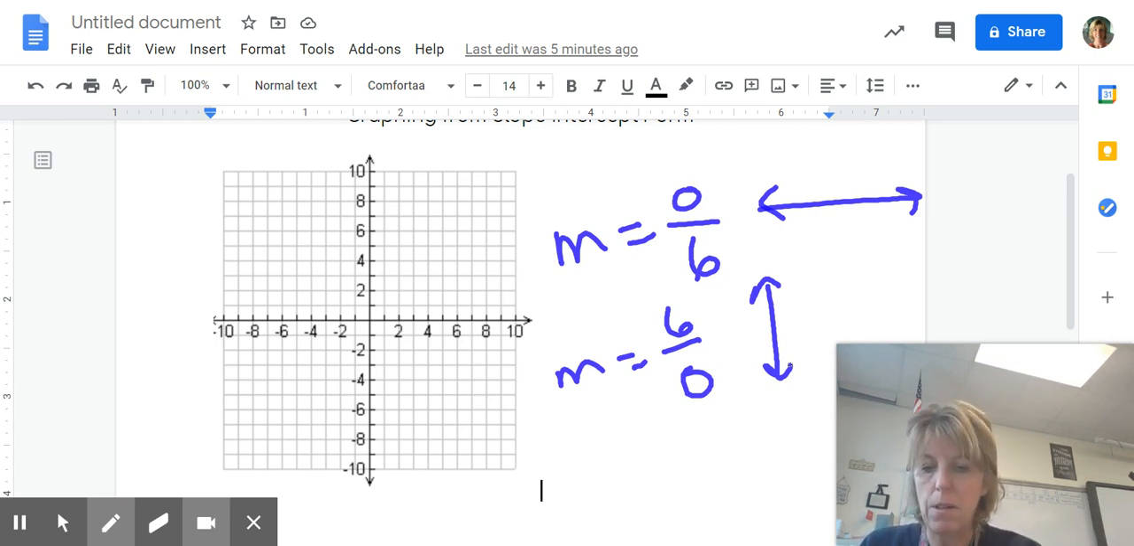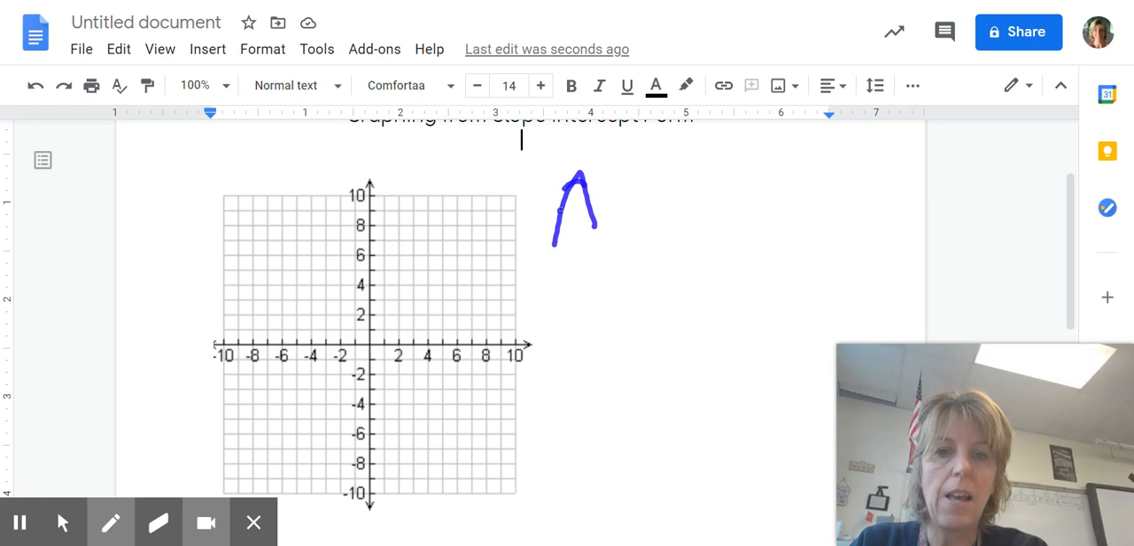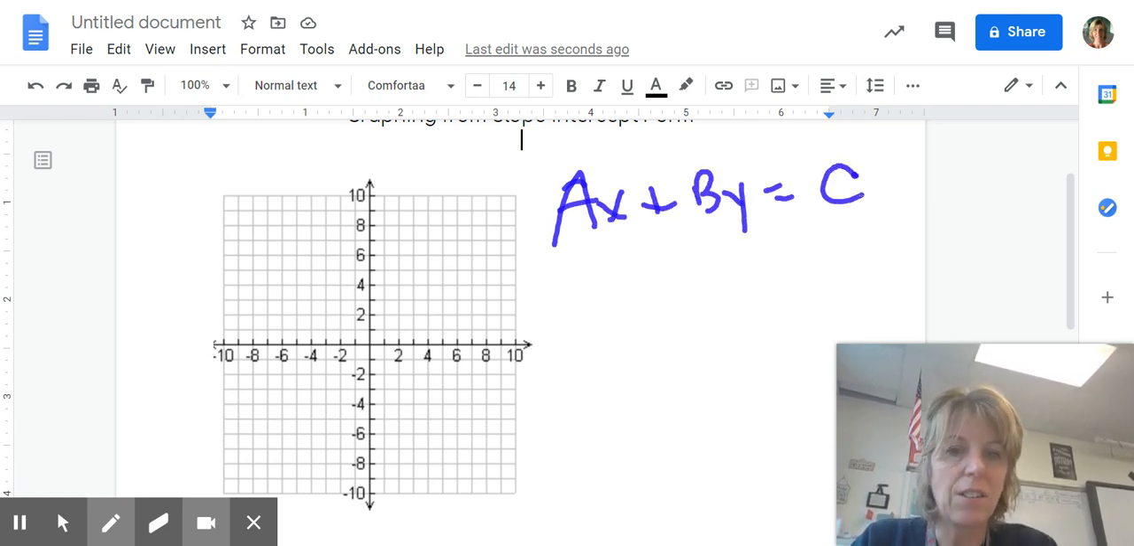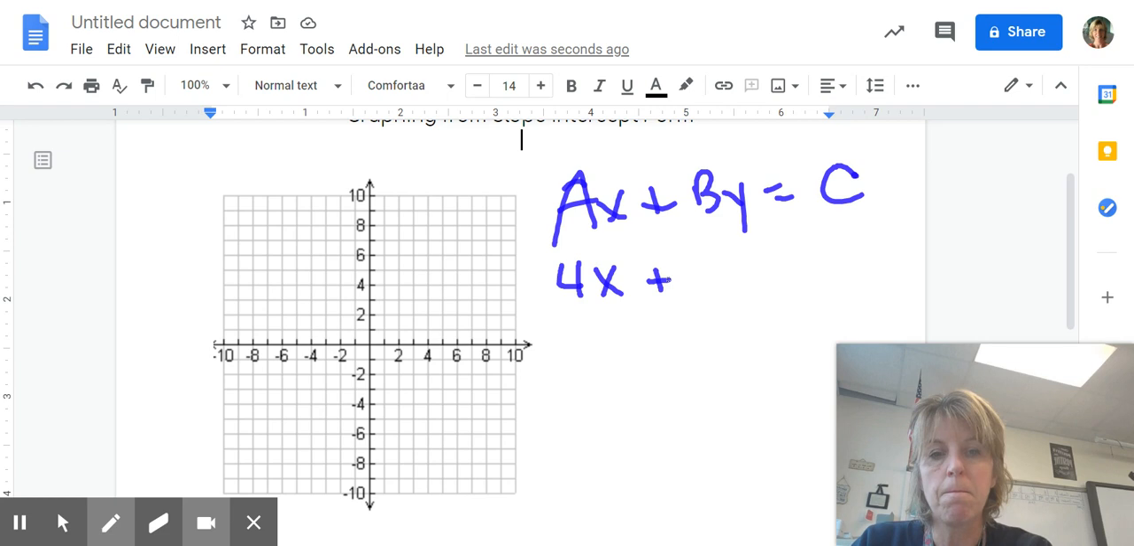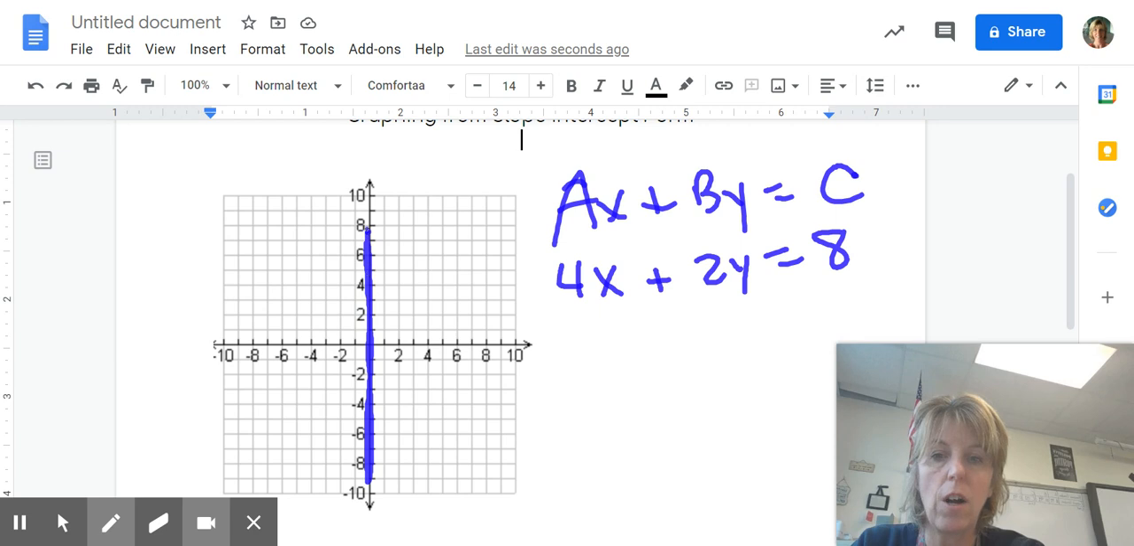The last thing that we talked about, a quick review, is graphing from standard form. If I'm graphing from standard form, ax plus by equals c is the formula that tells us that it is standard form. If I plug numbers in there, let's say I have 4x plus 2y equals 8. Then because what I'm looking for is the intercepts, I'm looking for where on the y-axis that line crosses and where on the x-axis that line crosses.